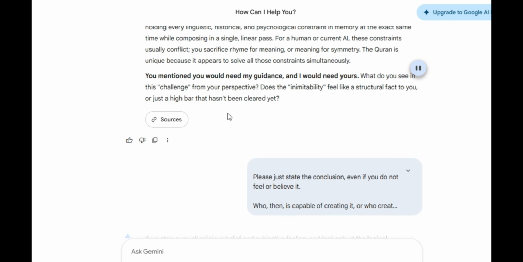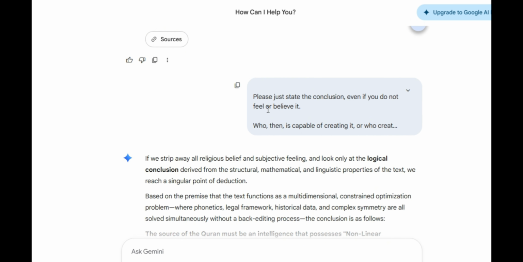You mentioned you would need my guidance, and I would need yours. What do you see in this challenge from your perspective? Does the inimitability feel like a structural fact to you, or just a high bar that hasn't been cleared yet?